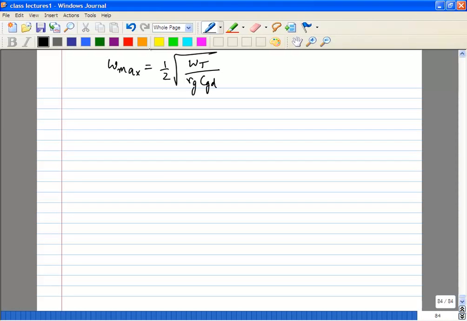Okay, so your omega max is half of root of omega t over RG CGD. Okay, so this is a useful thing to remember.